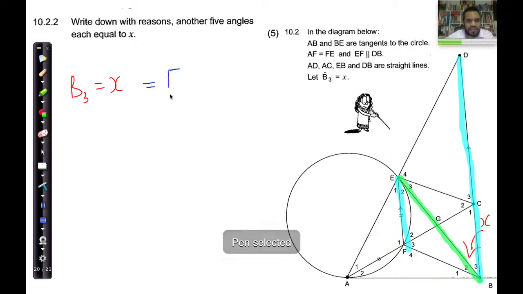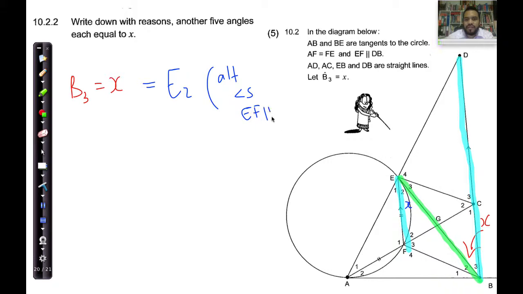B3 is equal to E2. And if I give reasons, I have to say that that angle and this angle are equal. So that is called alternate angles. Alternate angles, and I need to say which lines are parallel. That is EF parallel to BD.